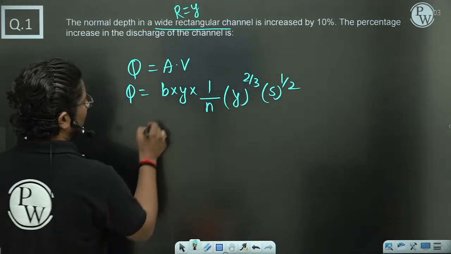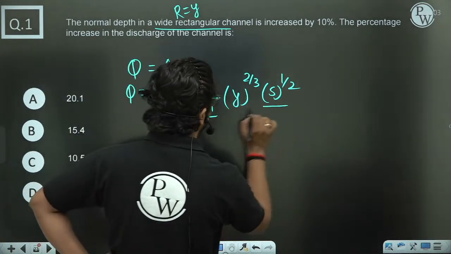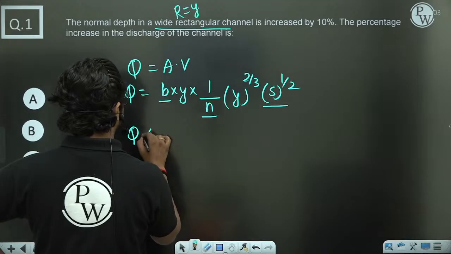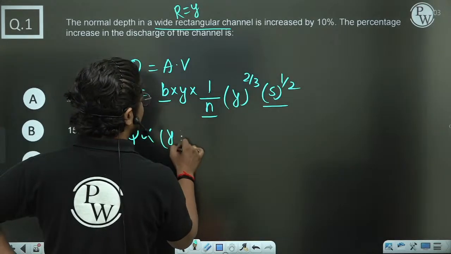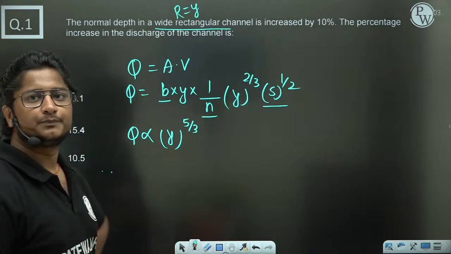Now look at, my dear. B is constant. N is also constant. Slope is also constant. So can I say this Q is directly proportional to Y to the power 1 plus 2 by 3? It will be 5 by 3 if I am not wrong.